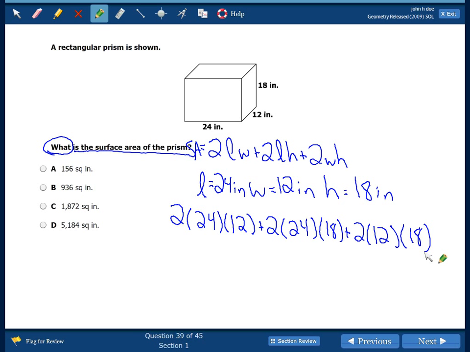So what we get is 1872. So we get 1872 inches squared. So we're finding an area, it's inches squared, and that's just letter C.